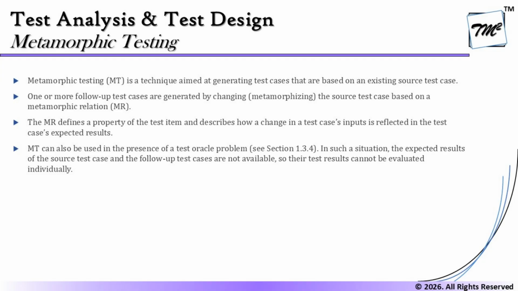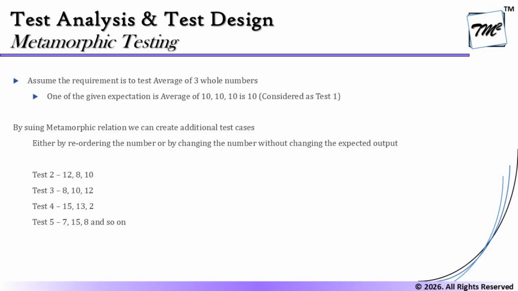The relation simply means here that it's a property of the test item and describes how a change in the test case inputs is reflected in the test case expected result. So one simple philosophy to follow is that we may get one test from the basic requirements we have. And now using this source test case, you would be creating additional test cases, but without changing the expected outcome. Now that could be a little tricky to understand.